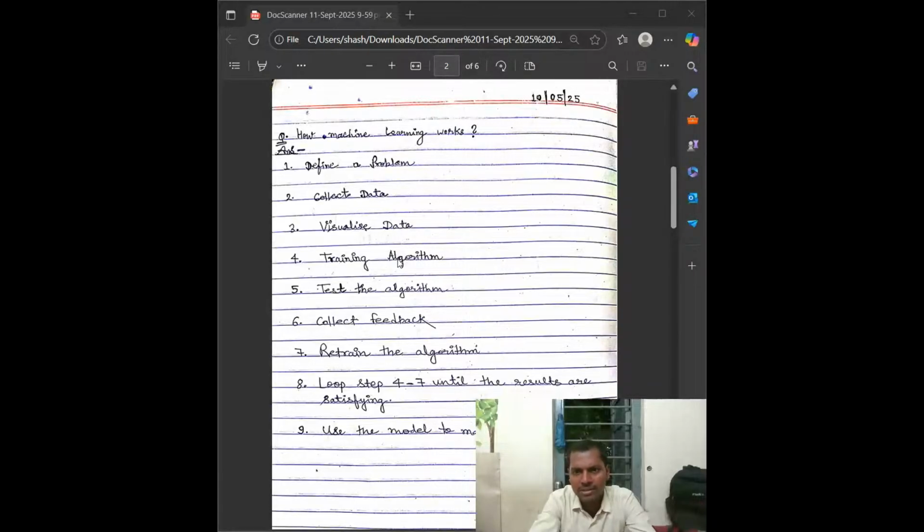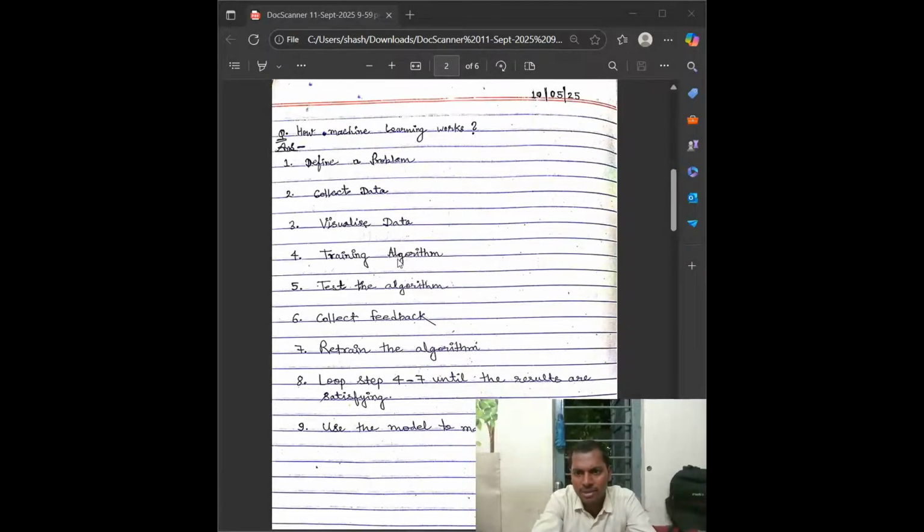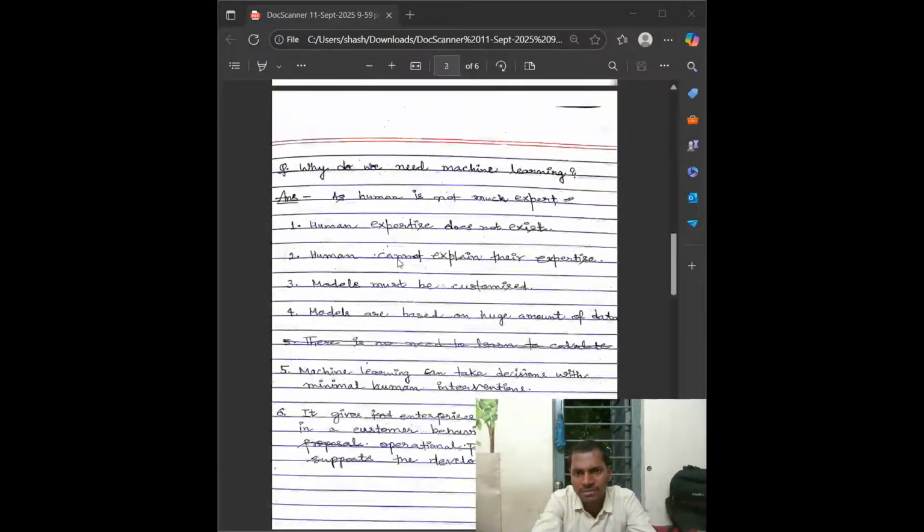Let's cover more about that. Here it's written how machine learning works, so we will cover it. And why do we need machine learning? It's basic. We all know that humans cannot explain their expertise, right? A machine can explain how it's doing a certain kind of thing, but humans are clever, you know.